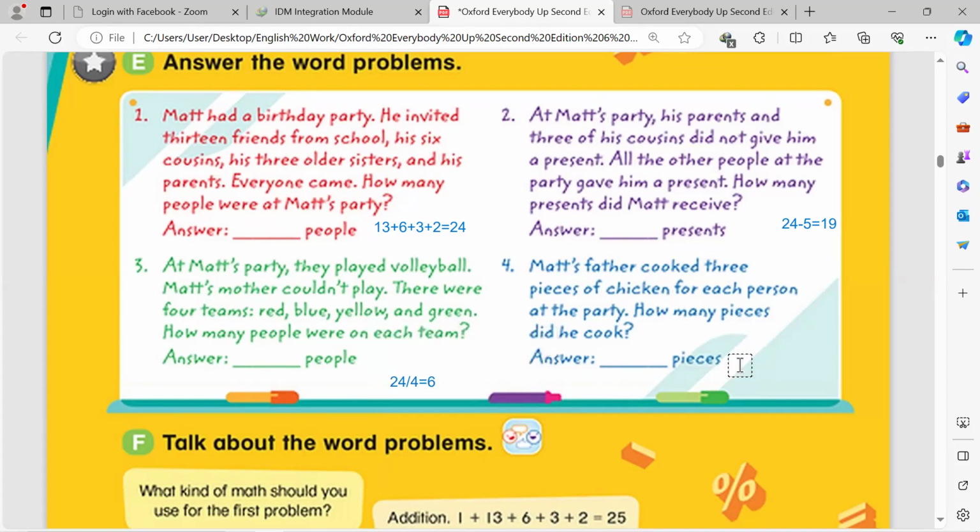Number 4. Ruby, you can read. Yes, teacher. Matt's father cooked 3 pieces of chicken for each person at the party. How many pieces did he cook? The answer is 72 pieces. 24 times 3.